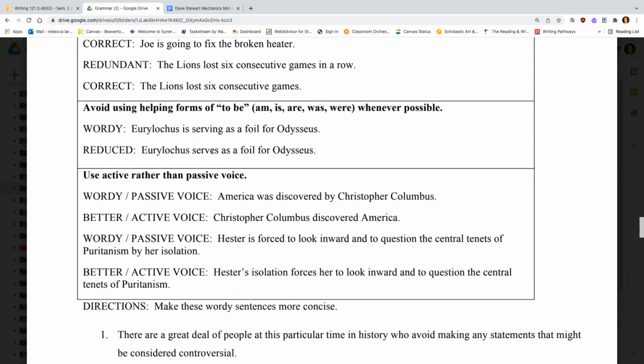And then so many students write in what is called passive voice. If you are wordy and redundantly writing, you are typically writing in passive voice. So instead of saying America was discovered by Christopher Columbus, which we all know isn't true to begin with, we could lie and say Christopher Columbus discovered America. America didn't need to be discovered. There were people here before Columbus came.